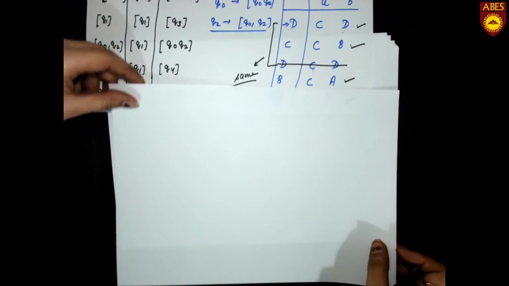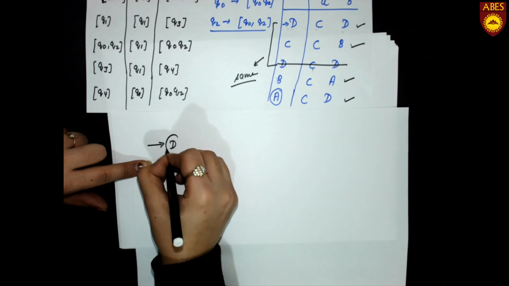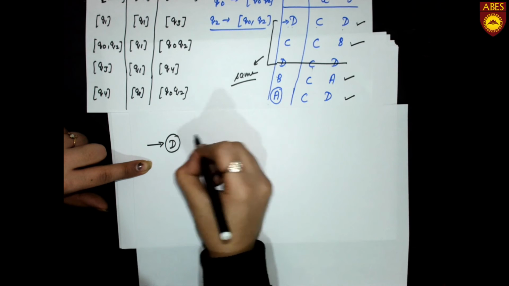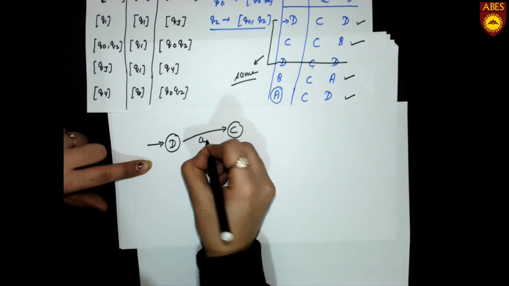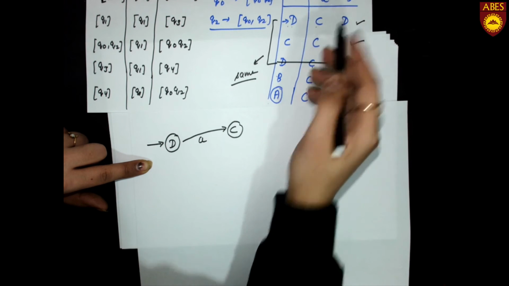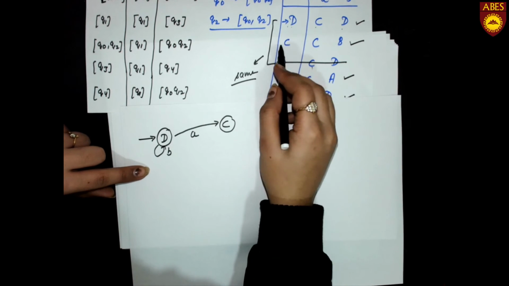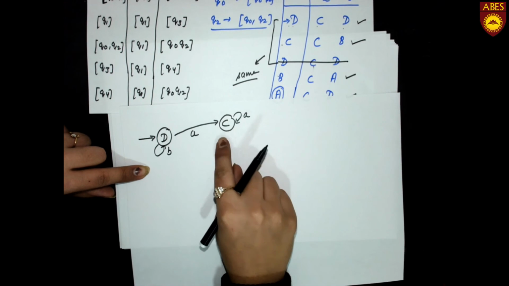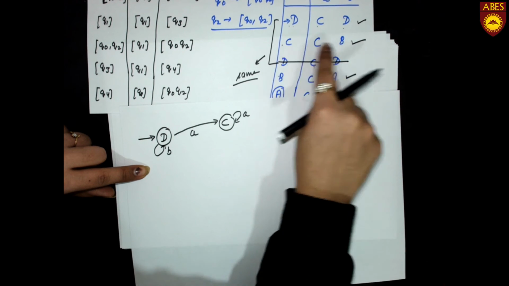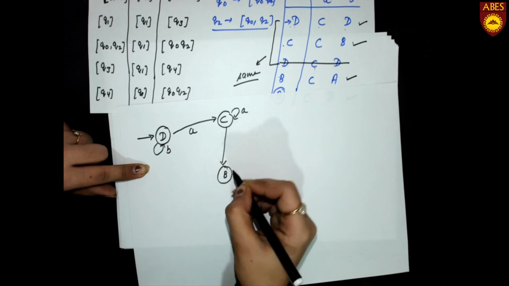Now draw the finite automata with this transition table. Our initial state is D. When we apply input A, output is C. When we apply input B, output is B. Now C, when input is A, then output state is C, so a self loop. When we apply input B, then output is state B.